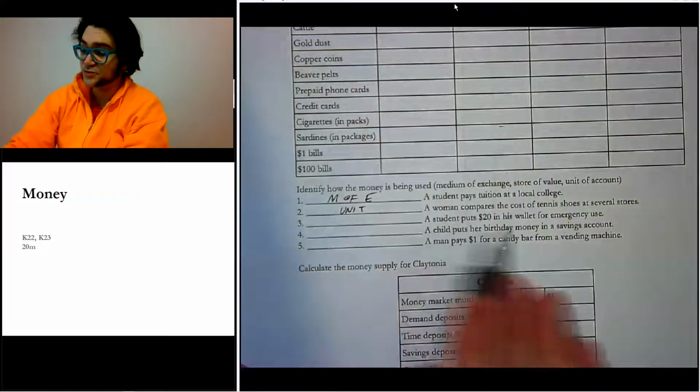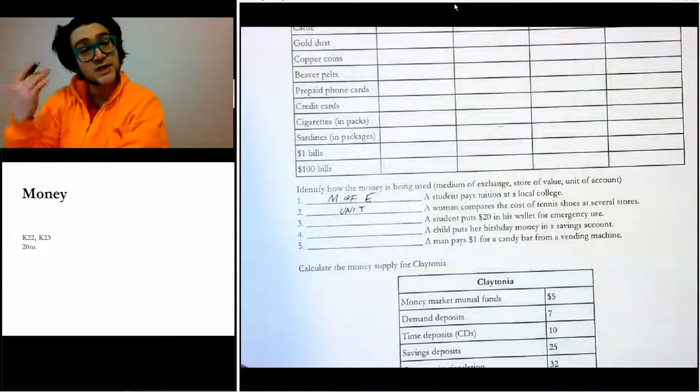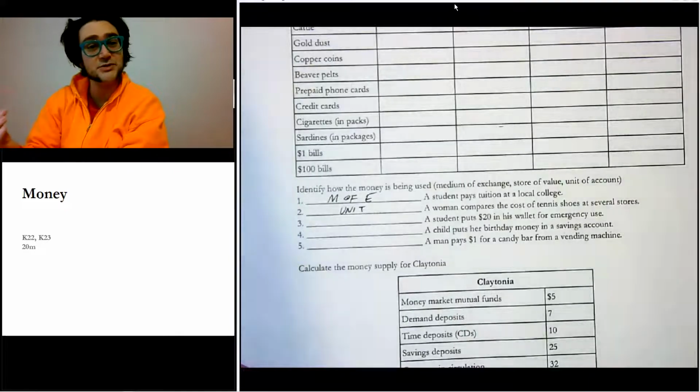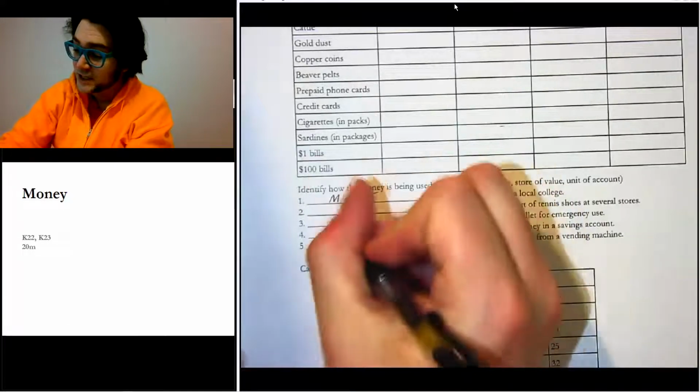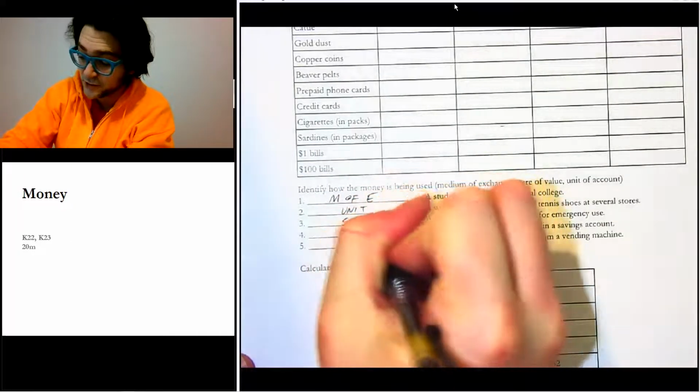For the third one, a student puts $20 in his wallet for emergency use. That's the idea that $20 is going to have some value at a future date, even if you leave it in your wallet for a long time, right? You're going through your pockets and you go, oh, I found $5, right? So it's one of those ideas. So this is store of value.